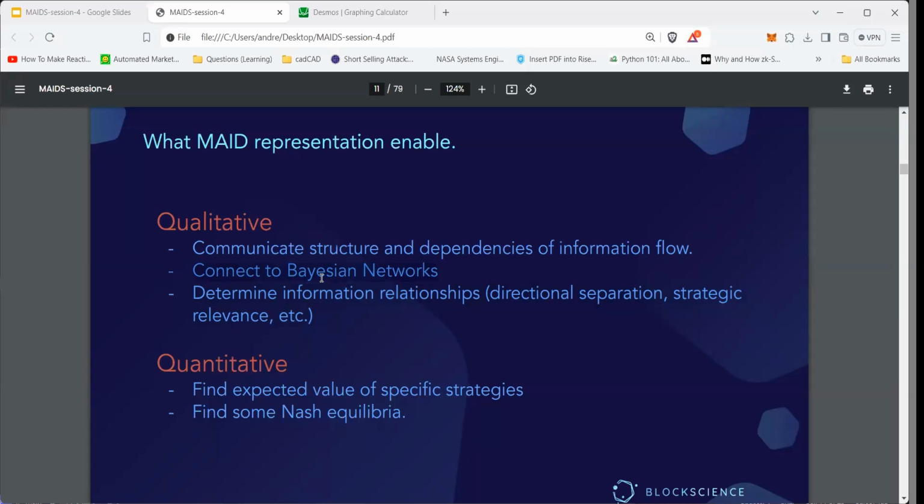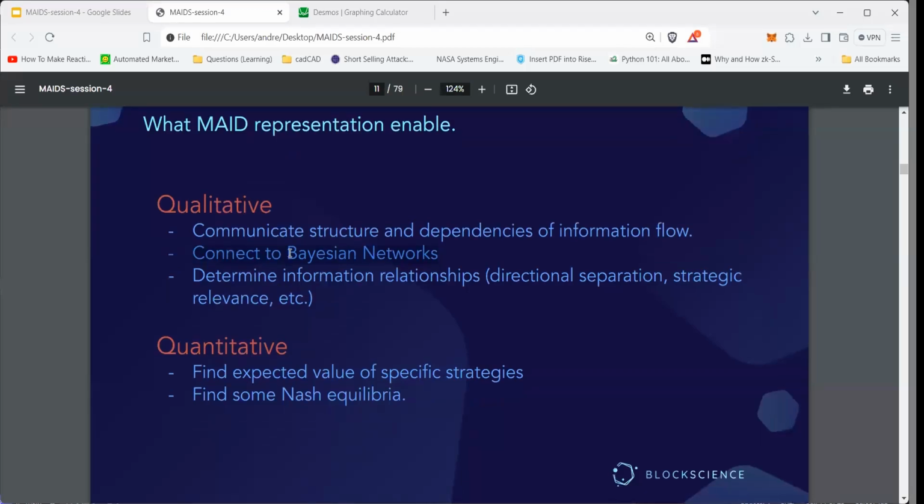It was also nice that they connected to Bayesian networks. Bayesian networks could be viewed as either a very specific class of MAID, or MAIDs could be viewed as an enhanced version of Bayesian networks, but there's a lot of relevant literature there that I was happy to see some of for the first time.